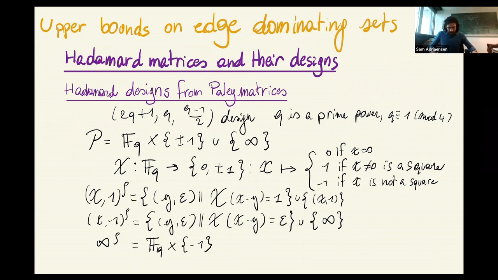Okay, so now we have this design, which is quite nice. It has a lot of symmetry, and it also admits a polarity. So we can do the same thing as we did before and look in the polarity graph of our design and try to find a large co-clique in there.